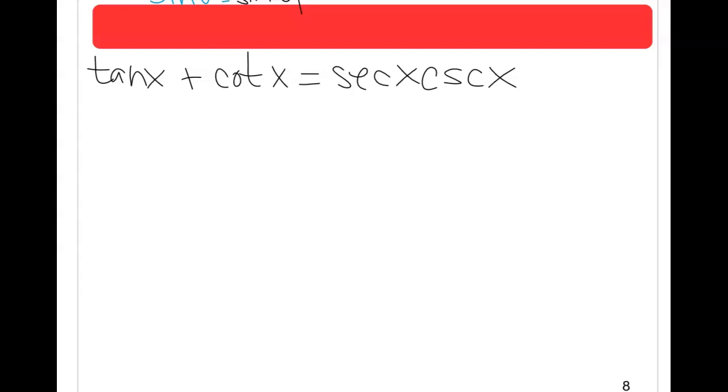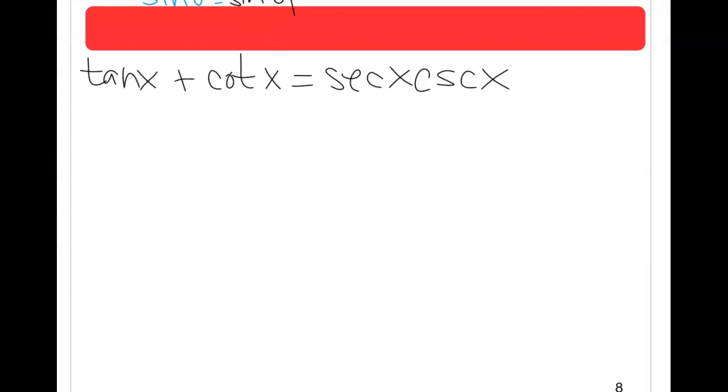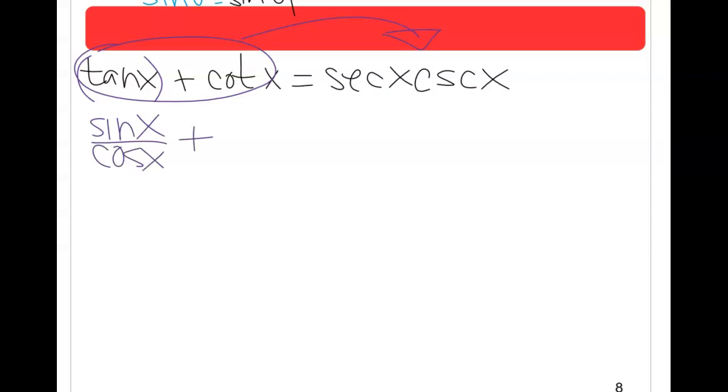We're going to work on the left side, and we're going to try to rewrite that left side as the right side. If we're able to do that, that means the identity is true, and that's how we verify the identity. So I'm going to use the quotient identities first. For tangent, we're going to replace that with sine x over cosine x. For cotangent, the quotient identity is cosine x divided by sine x.